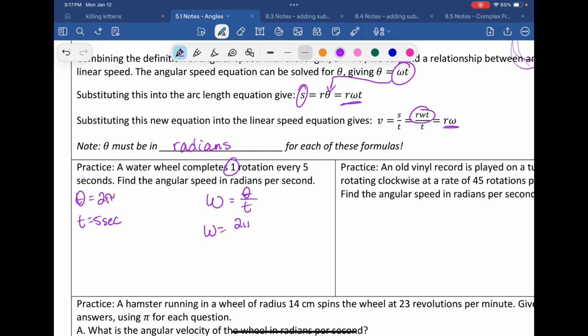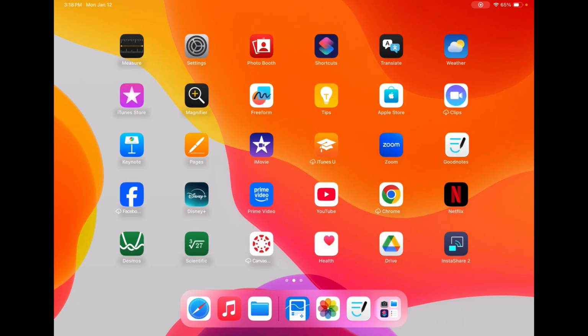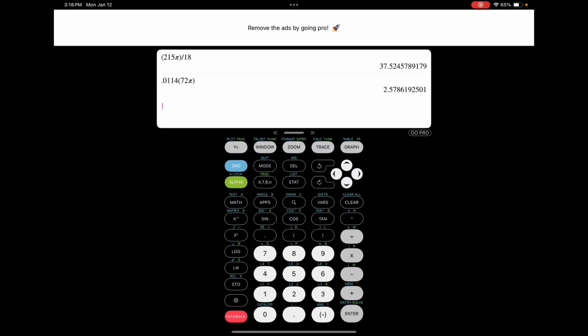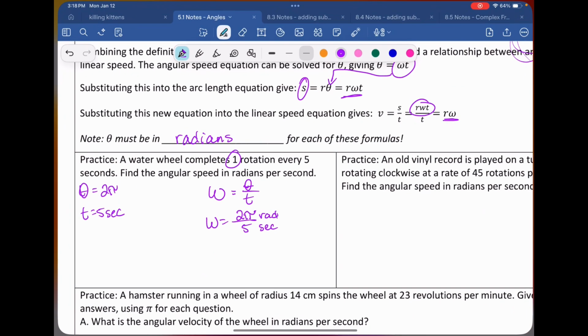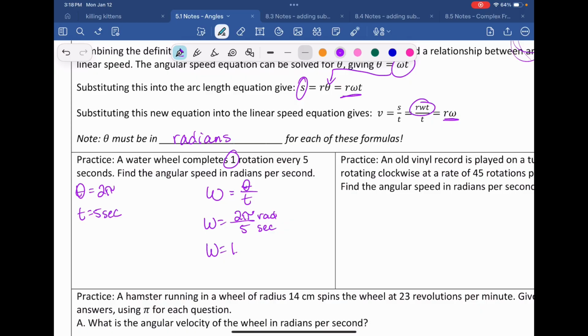So 2 pi radians divided by 5 seconds. So you would do 2 pi, again, that 2 pi needs to go in parentheses, divided by 5. So 1.257 radians per second.